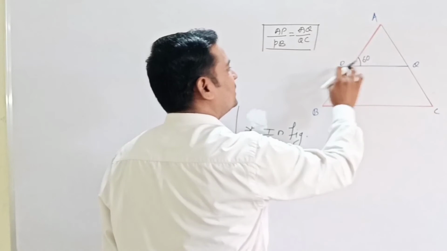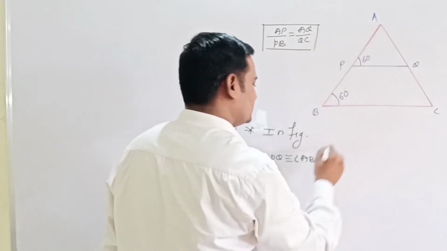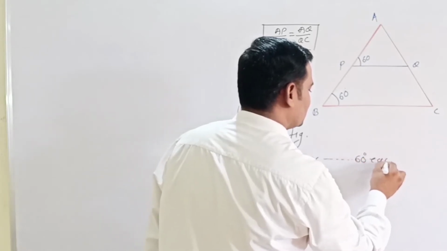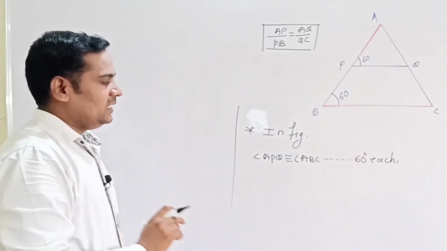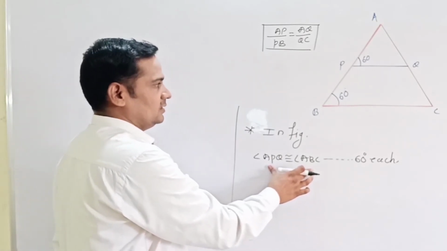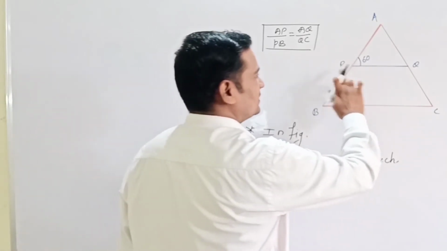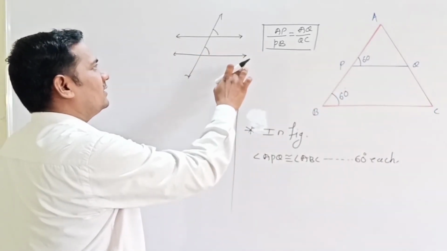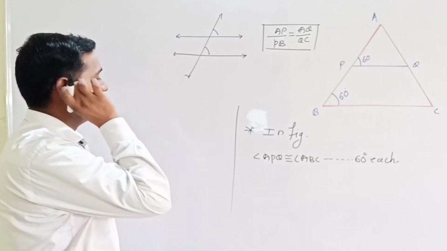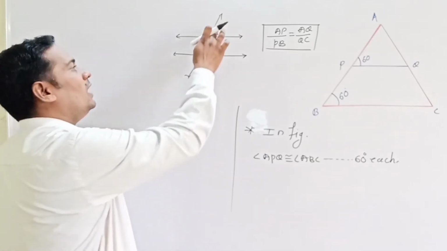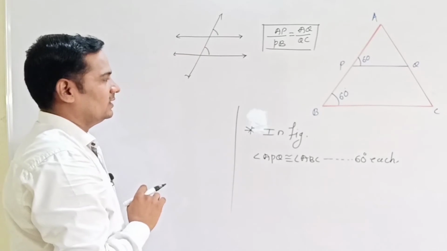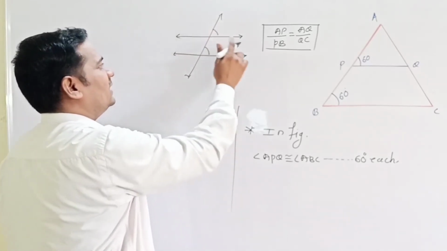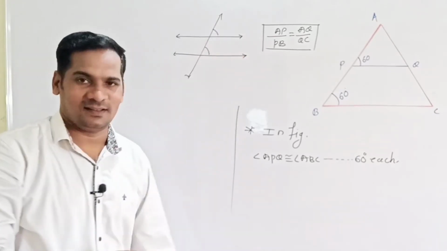Look at this. Angle APQ is congruent to angle ABC. And why is this so? Because they are 60 degrees each. Now if these two angles are congruent, consider the lines PQ and BC. Suppose this line is a transversal, and these two angles are corresponding angles, and if corresponding angles are congruent, then these two lines will be parallel.